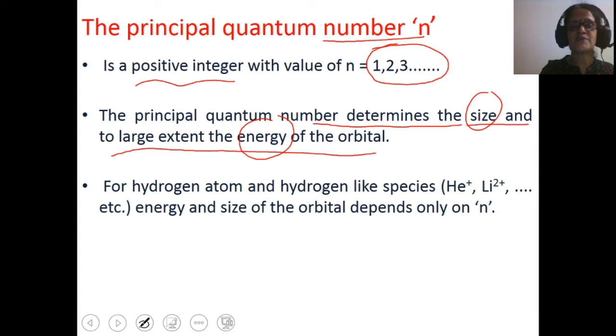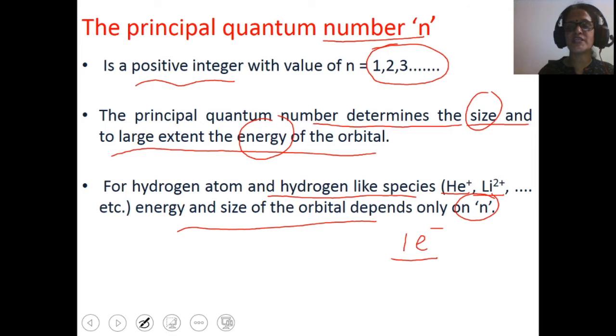But one point you have to keep in your mind: for the hydrogen atom and hydrogen-like species like He+, Li2+, what is the characteristic of these species? They have one electron. Hydrogen atom has one electron, and the hydrogen-like species like He+, Li2+ also have one electron. So for the hydrogen atom and hydrogen-like species, energy and size of the orbitals depend only on the value of n. But in the case of multi-electron atoms, apart from n, there are some other factors on which the energy and the size of the orbital depend. These points we will discuss in today's video only.